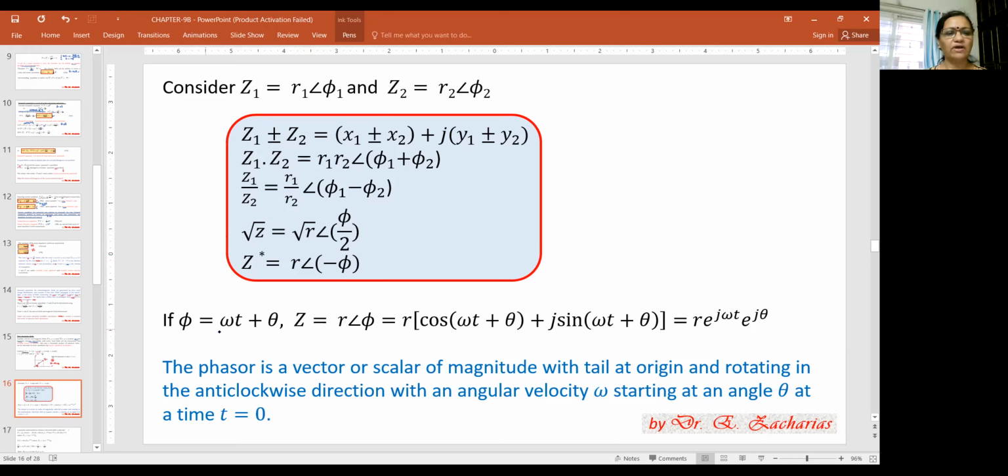And I just told you, a vector becomes a rotating vector or a phasor when phi becomes omega t plus a constant. Okay, and look at this. Z is R cos omega t plus theta plus j sin omega t plus theta. Now you see this. This can be written as R into, you can separate out the angular part and the omega t part and write it as e to the power of j omega t and e to the power of j theta. Right? So now, how do we use this? I will tell you.